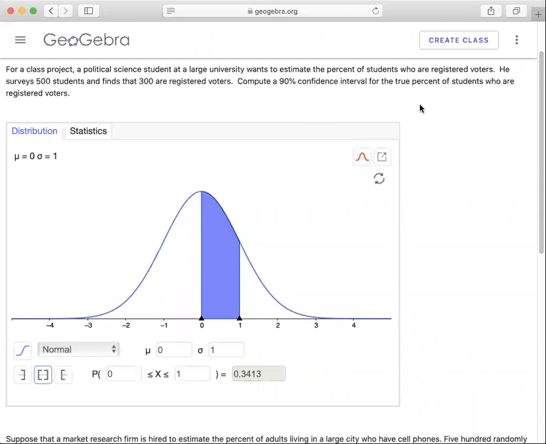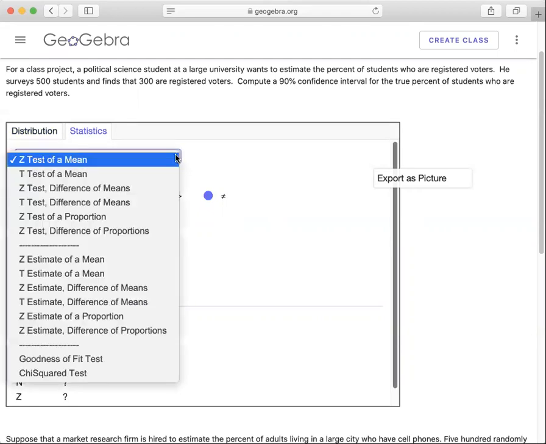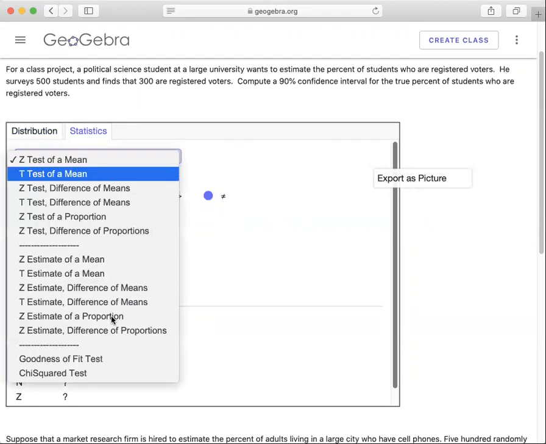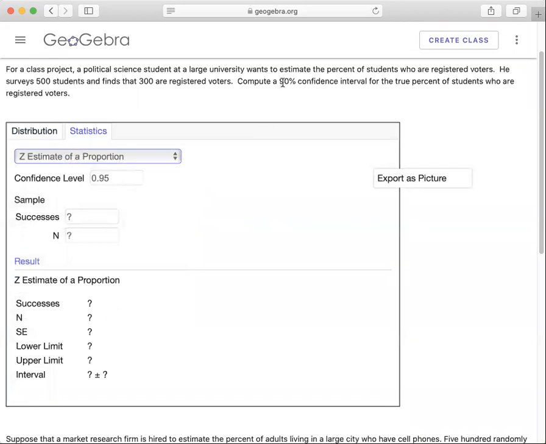So when you copy the link below and paste it in, you will see something like this, okay? Now click on the statistics tab right here, and then click the drop-down menu right here and choose Z estimate for proportion. So remember, whenever you estimate the confidence interval of a proportion, you choose Z estimate of a proportion right here. They say compute a 90% confidence interval, so over here you have to put 90%, which is 0.9.